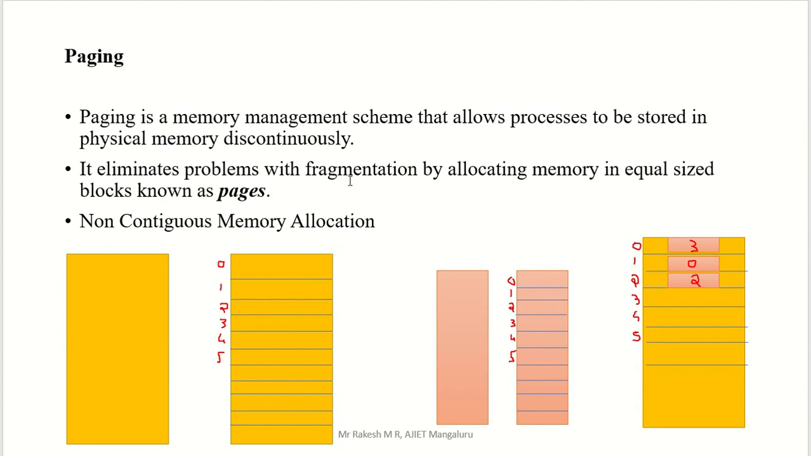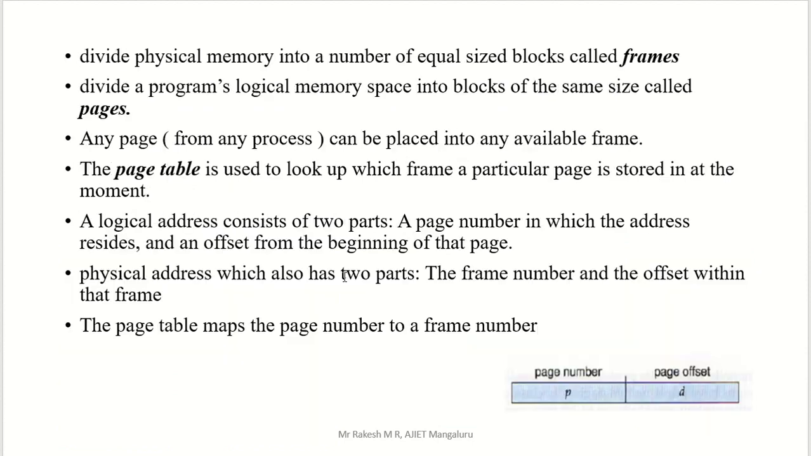Either the process may not enter the block because the process size is large and the block size is small, so we can't fit it inside. That is why we have problems there. To avoid that problem, we have a non-contiguous memory allocation scheme called paging. Here we divide the entire process into small blocks called pages, and the entire memory into small blocks called frames. We load the pages into the frames. That is the paging concept.